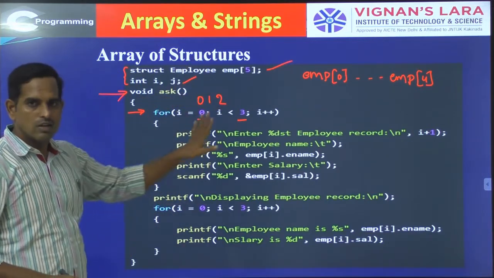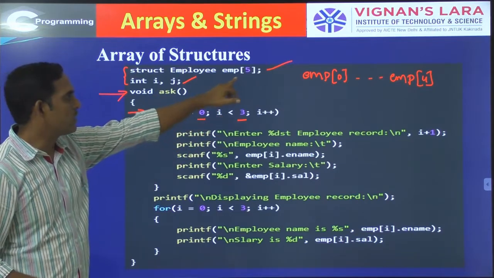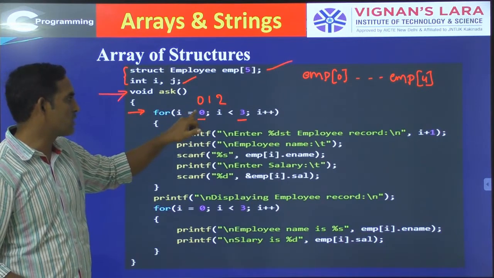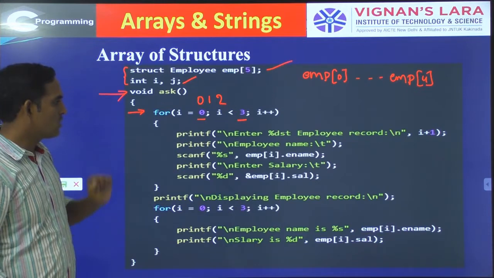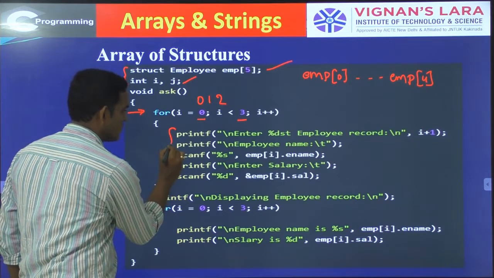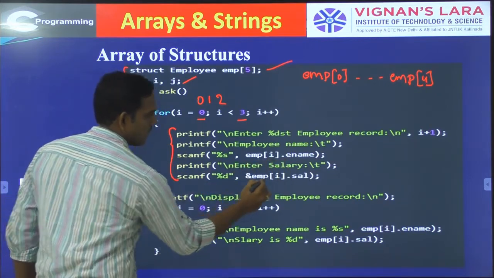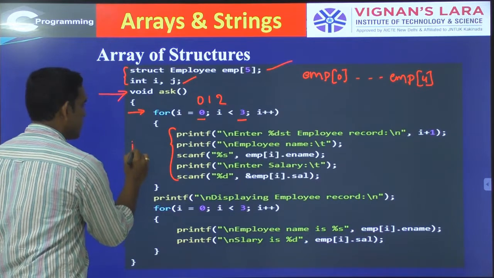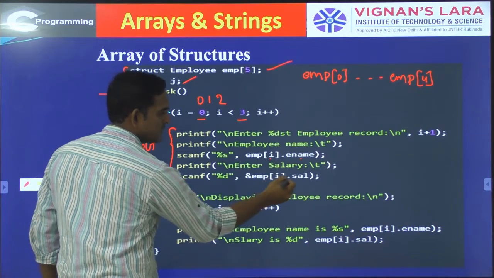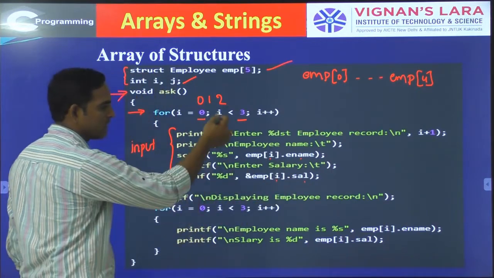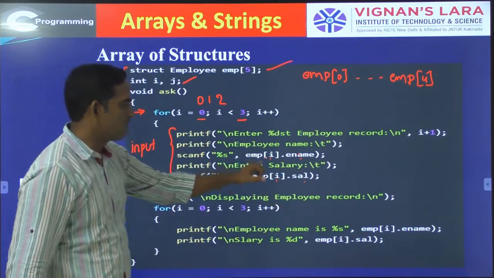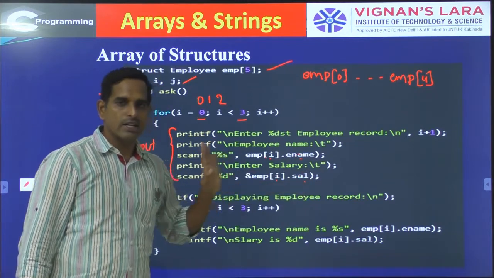You can use only whatever number you need. That is, you have declared 5 employees and you can use 3 here, that is 0, 1, 2. Your for loop is working from 0, 1, 2. So for each and every employee, for employee of 0, I am taking the name and salary input. This is the input part. Employee 0 dot ename, employee 0 dot salary. Next, i value will become 1: employee 1 dot ename, employee 1 dot salary. Next, i value will become 2: employee 2 dot ename, employee 2 dot salary, like that.